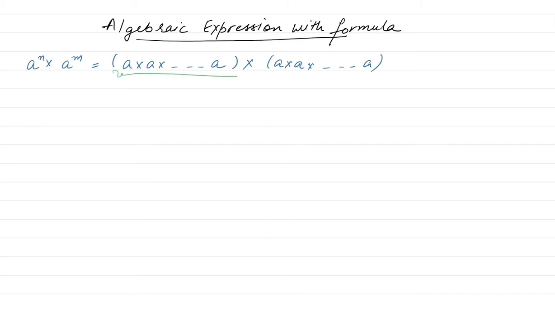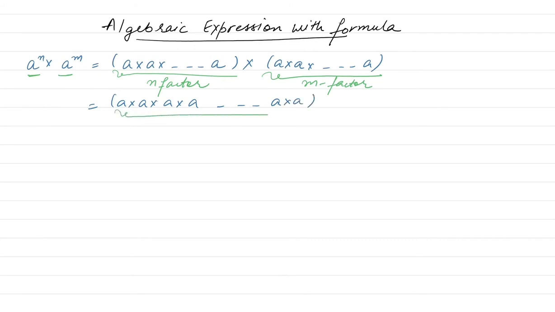The first one, a to the power n, can be written as n factors, and the second one, a to the power m, can be written as m factors. We can combine these two because they are multiplied, so it will be a times a times a times a times a so on up to a, and as there is a multiplication sign, the powers will add, n plus m factors. We can write this as a to the power n plus m.